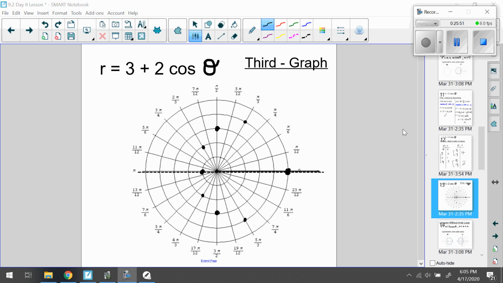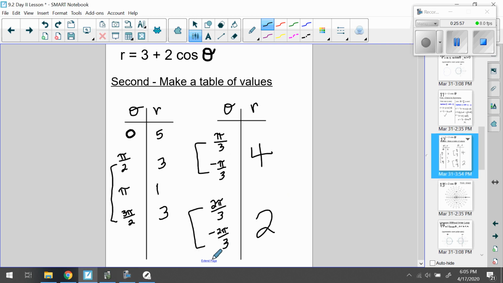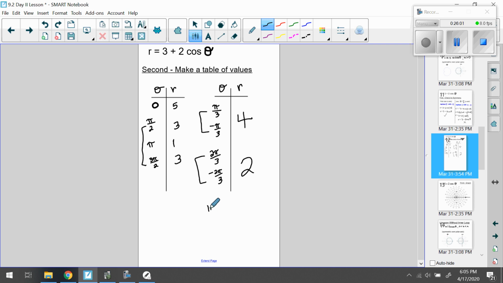So I feel like I'm starting to get a pretty good idea of what this graph's going to look like. If you want more points, you can certainly do more. We may have exhausted all of our friendly points, but we could use something like perhaps pi over 4 and negative pi over 4. Those will go together. We might need our calculators. I'm going to have 3 plus 2 times the cosine of pi over 4, which is root 2 over 2. And so the 2's cancel nicely, leaving me with 3 plus root 2. If you grab your calculator and type 3 plus root 2 in, you get about 4.4. So we could estimate and get a point in a pretty good spot given that.